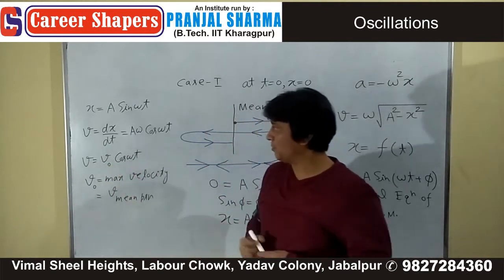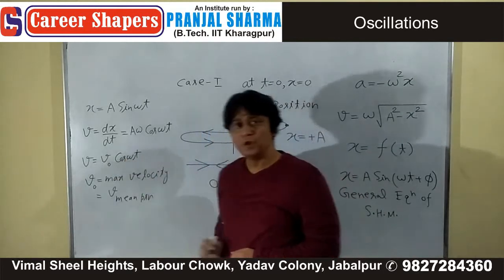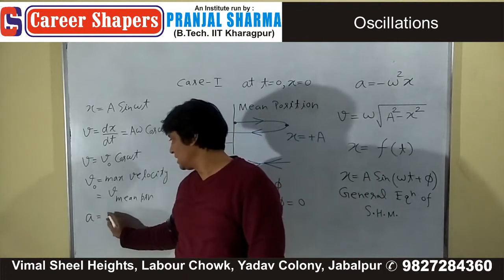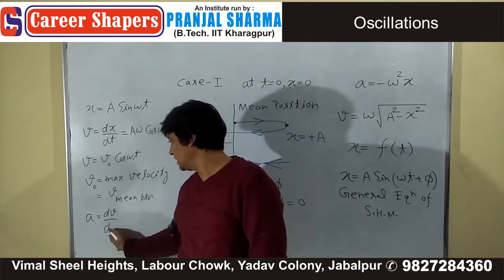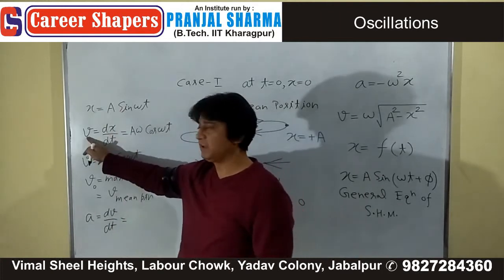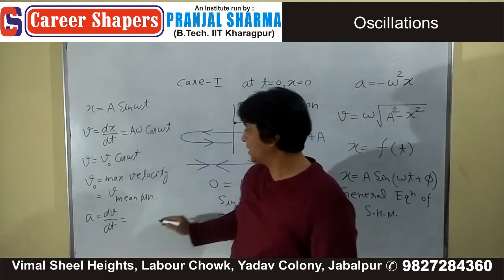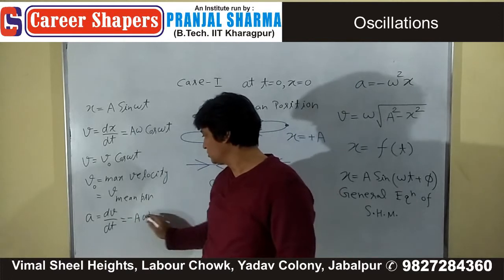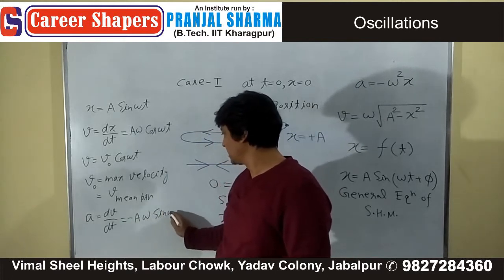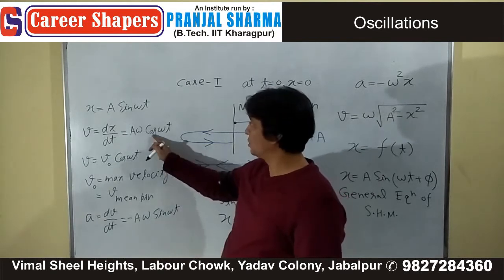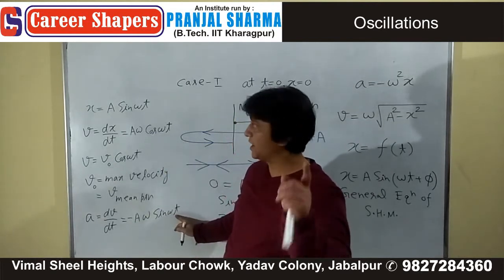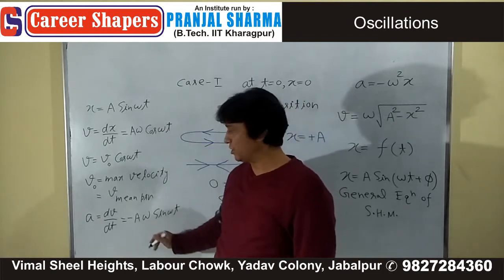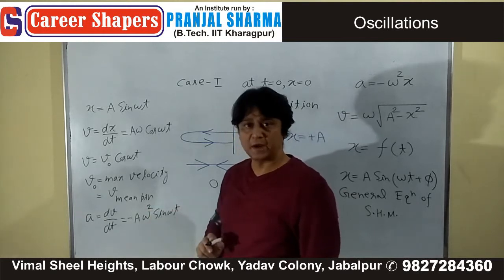Now let's go and differentiate v also. So when you differentiate v, you will get what? A. What is a? A is dv by dt. Differentiate this part. A omega. What is differentiation of cos? Minus sine omega t. But again, you need to multiply with the coefficient of omega. So you need to multiply this part with the coefficient of omega. That makes it what? Omega square.